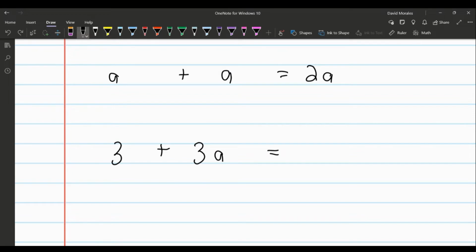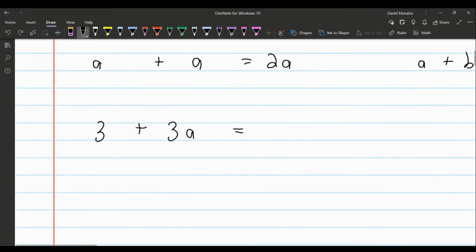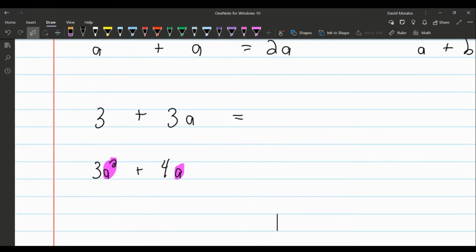The other thing that you have to look out for is even though something may have the same letter, we also have to make sure that it has the same exponents. So if I had 3a squared plus 4a, I can't add them together because this is a squared a and this is not squared. So I can only put them next to each other.